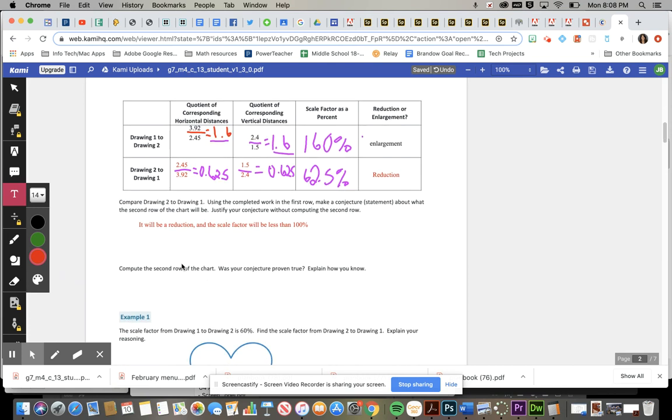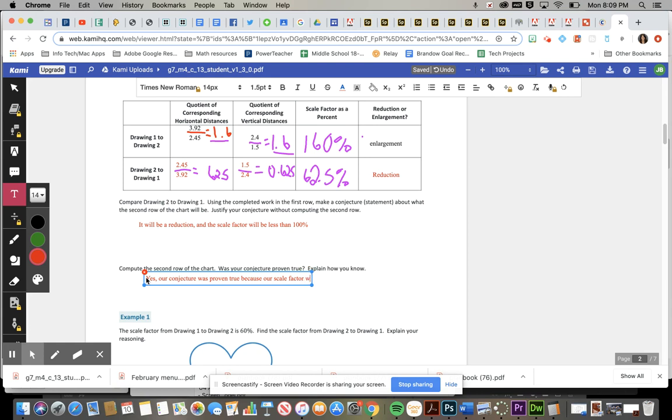Was your conjecture proven true? Explain how you know. Yes, our conjecture was proven true because our scale factor was 62.5%, which means it was a reduction.